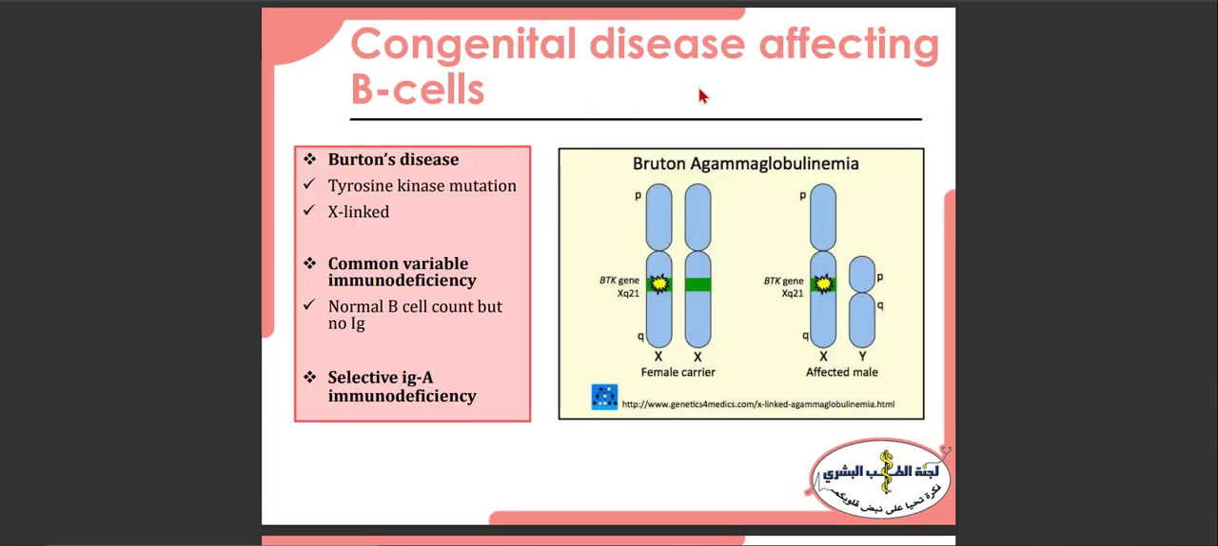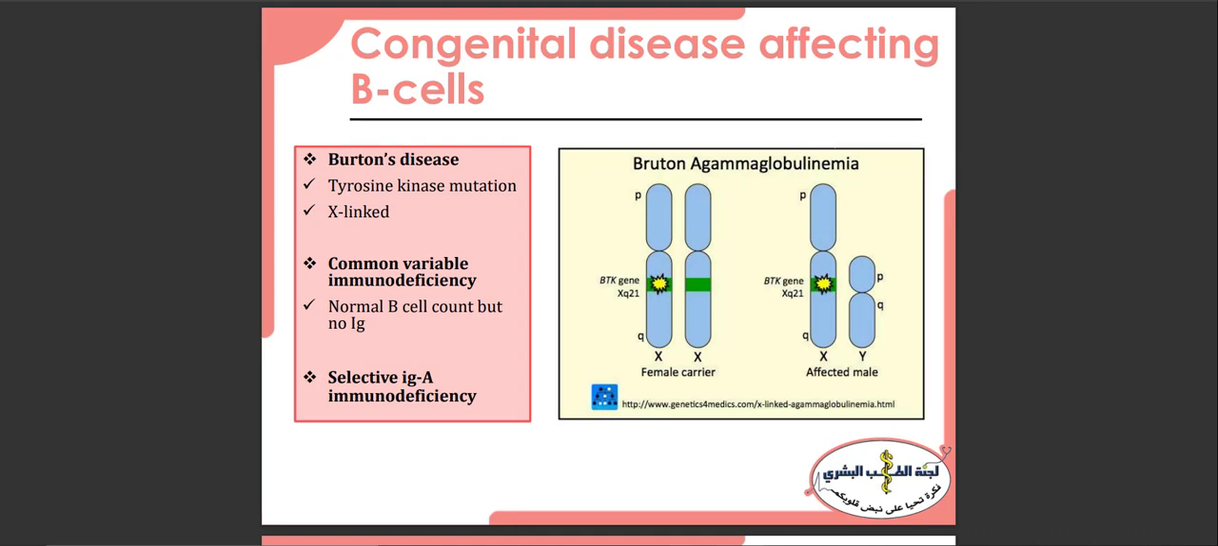Wonderful. Congenital diseases that affect B cells. We have 3 entities. The first one is Burton disease. Burton disease, also known as Burton A-gamma globulinemia, also known as X-linked A-gamma globulinemia, is an inherited immunodeficiency disorder that is characterized by absence of mature B cells, which in turn leads to severe antibody deficiency. So we don't have mature B cells, and this will cause severe antibody deficiency and recurrent infections.